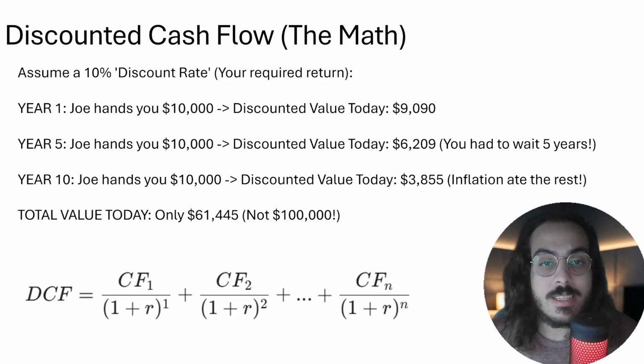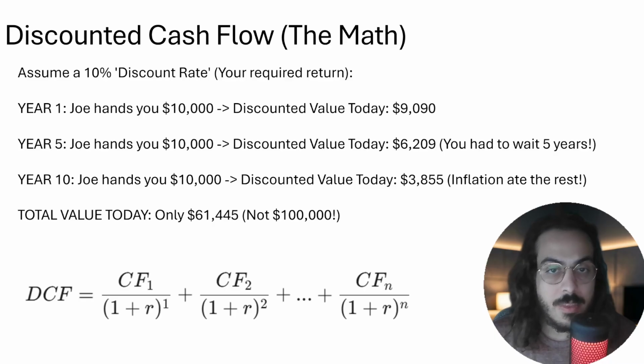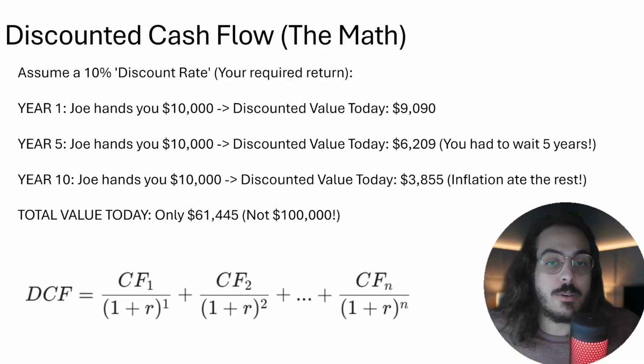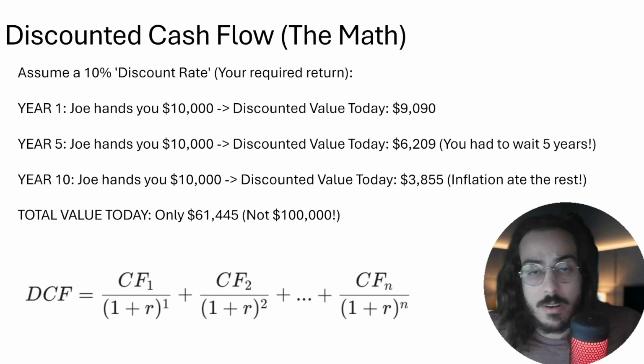This is where the DCF, the discounted cash flow model, comes in. We have to take his future cash and discount it back to what it is worth right now. The actual formula looks scary, but the reality is simple. The little r is your discount rate, basically the return you demand for waiting. Let's use 10%, a nice market beating number.